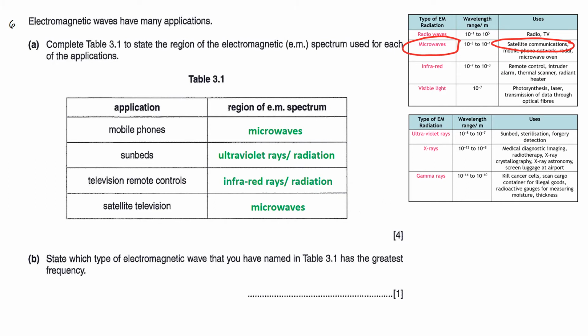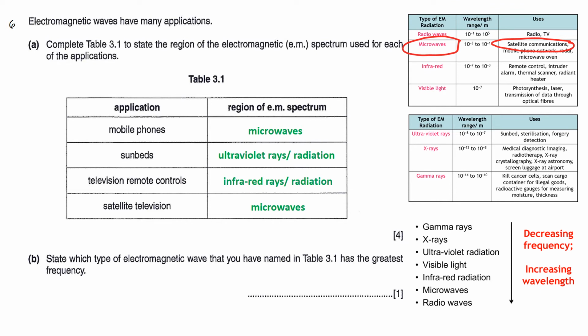Among the 4 electromagnetic waves stated in table 3.1, microwaves, UV, infrared, microwaves also, which has the greatest frequency? We recap the trend in frequency as we move from gamma to radio. Gamma have the highest frequency. There's no gamma rays in this table. The next one will be followed by X-rays, which is also not used in table 3.1. Therefore, among the 3 that are used, ultraviolet rays will have the highest frequency from table 3.1.